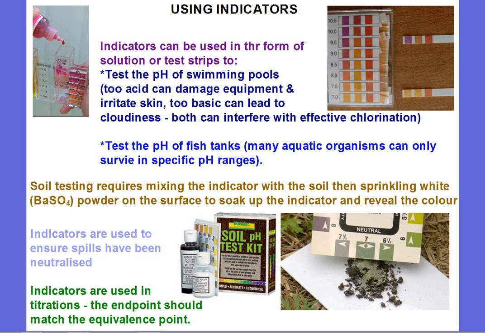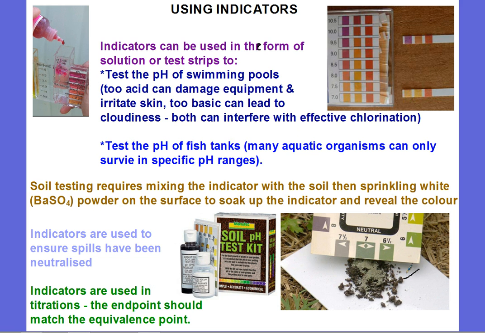Using indicators. Indicators can be used in the form of solutions or test strips to test the pH of swimming pools. In swimming pools, too acidic can damage equipment and irritate skin. Too basic can lead to cloudiness, and both acidic and basic conditions can interfere with the effectiveness of the chlorination. You can use them to test the pH of fish tanks, because many aquatic organisms require certain pH ranges to survive. If you're testing soil, you need to mix the indicator with the soil, then sprinkle a white, say, barium sulfate powder on the surface to soak up the indicator and reveal the colour.